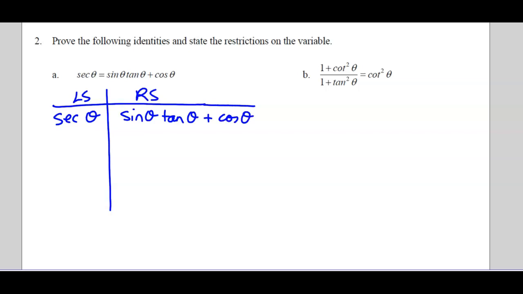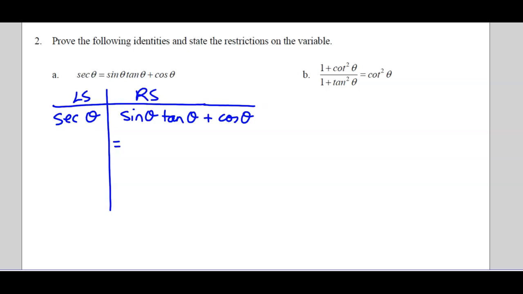Okay? I always look to the more complicated side. That is maybe something that has two terms, something that has a fraction. Because in this case, the left side is just one trig ratio. So I want to simplify this. Very hard to go backwards from here. So this one, sometimes in this case you could factor, but there's nothing to factor.